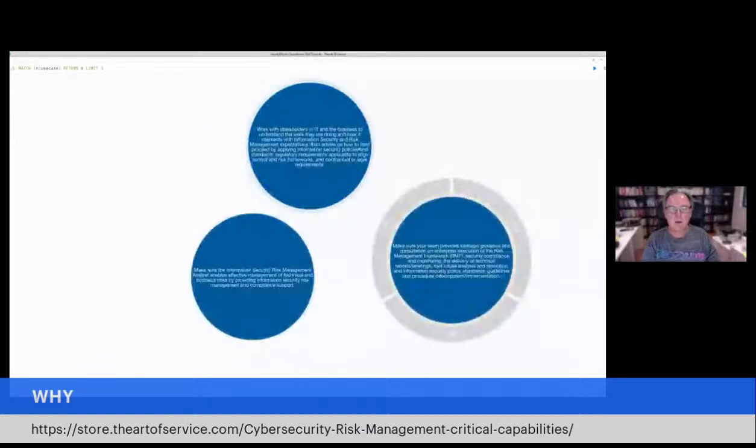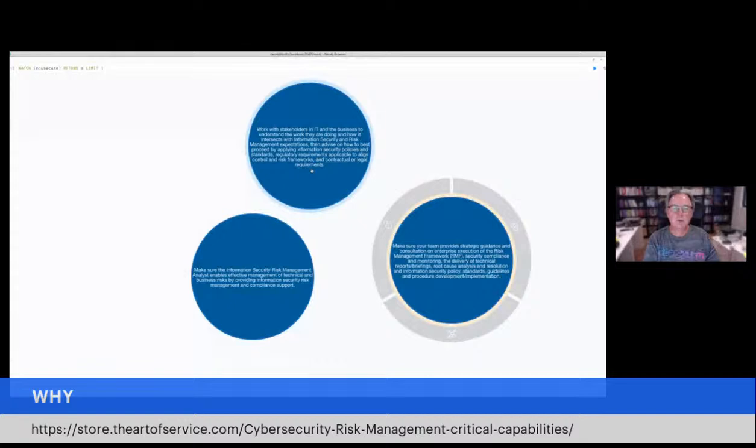Work with stakeholders in IT and the business to understand the work they are doing and how it intersects with information security risk management expectations. And then advise and implement on how to best proceed by applying policies, information security policies and standards, regulatory requirements applicable to align control and risk frameworks, and contractual legal requirements.